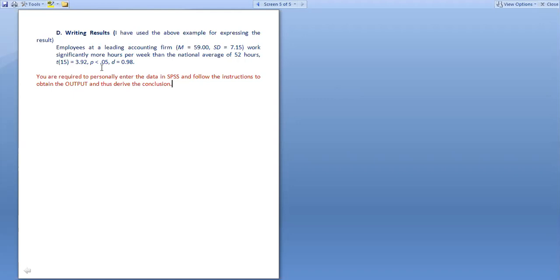Here, I suppose the mistake that I've made is that it should be p less than 0.05 and d equal to 0.98. So that's the example we have done for the one sample t-test. Hopefully, you have understood things. Please go through the other video which I'm sending regarding the example for the same.